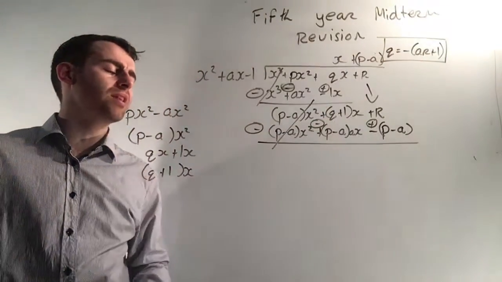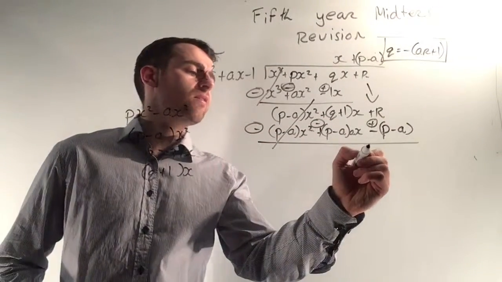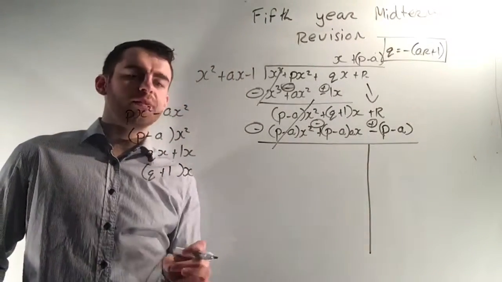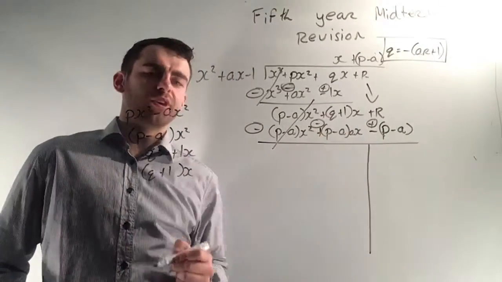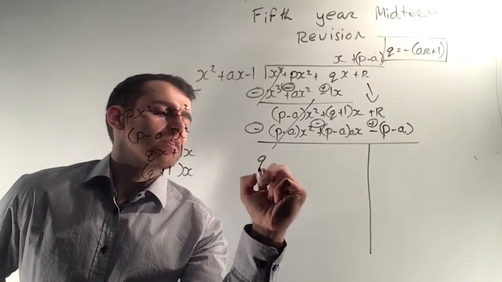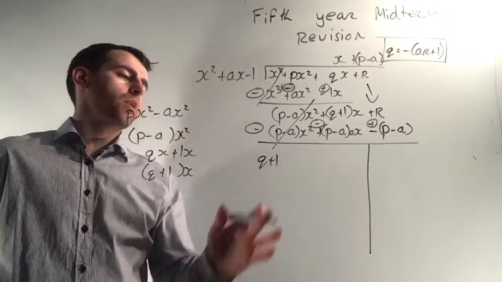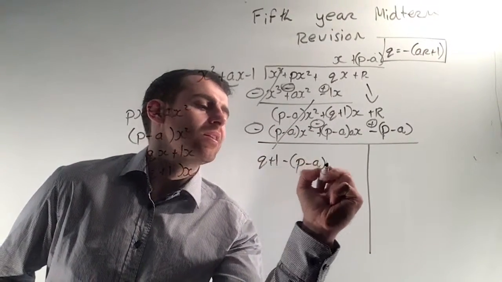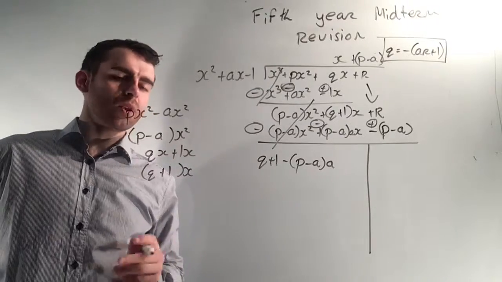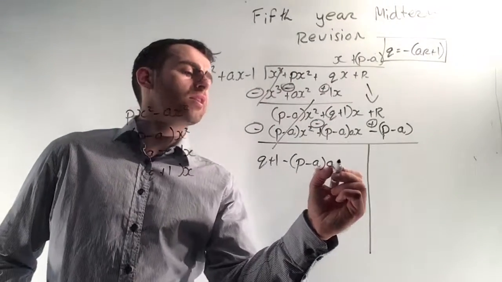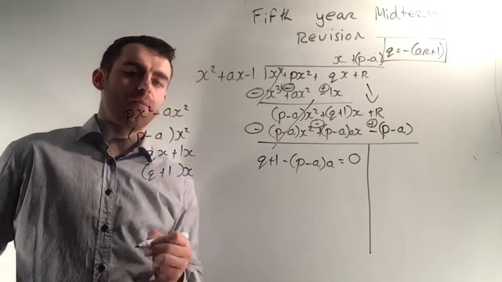The x squareds will cancel, and you need to divide your line now into 2 different remainders. Again, we know we're at our remainder because there's no more terms to take down. On the top, my coefficient of x is q plus 1. And on the bottom, my coefficient of x is minus p minus a times a. I know, because this quadratic is a factor of this cubic, that that remainder is equal to 0.